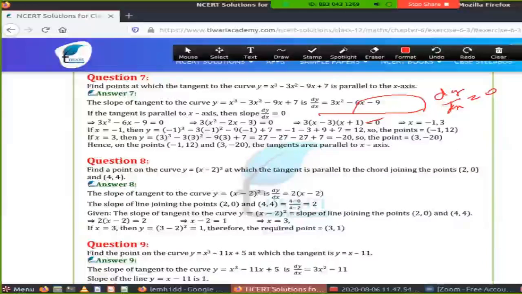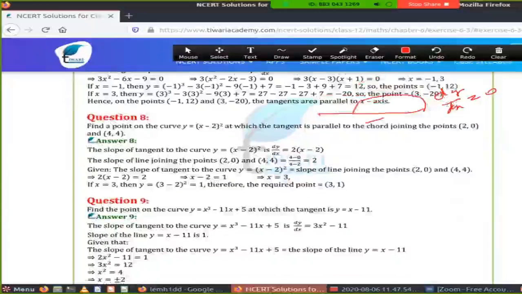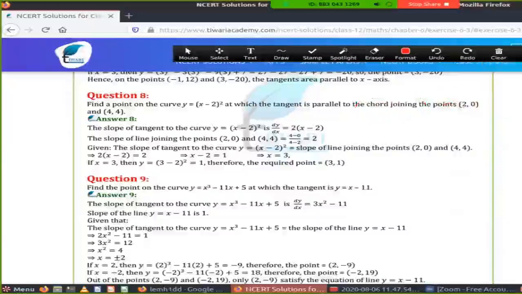Now question number 8, you can do 7. Question number 8: find the point on the curve at which the tangent is parallel to the chord joining the points. Here we can do this question. Just understand the question first. What is given? This curve equation is given, and the tangent is parallel to the chord joining the points.